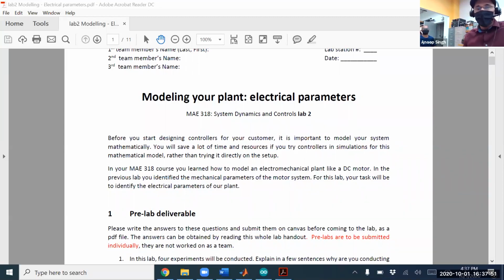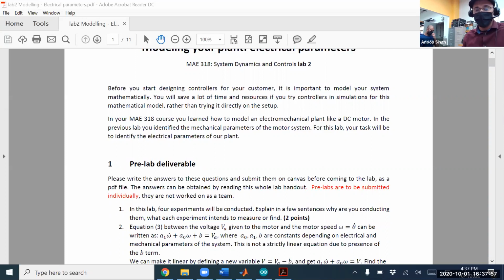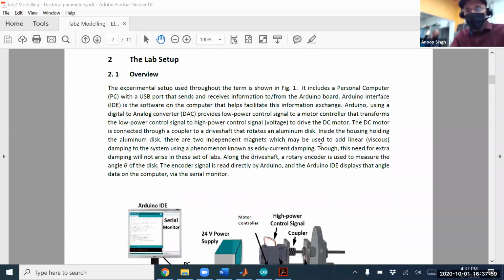Welcome back, people. So today our objective is lab number 2. Let me briefly show what we're doing in the lab today. This, as usual, is our setup.